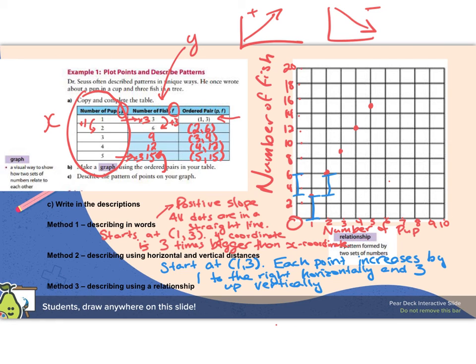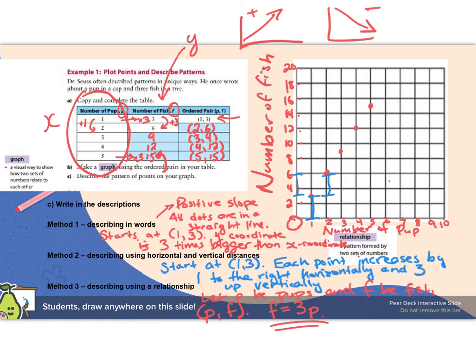Okay, last thing is describing using a relationship. So this is actually getting more algebraic, so getting back into our numbers and letters. First of all, we define our variable. So let P be pups and F be fish. Each time I would get you to graph P, F. And the formula to connect the two would be F equals 3P, right? So the number of fish is equal to 3 times the number of pups.